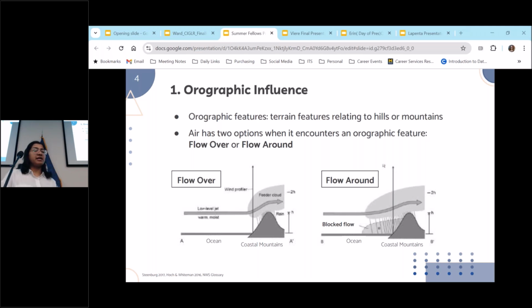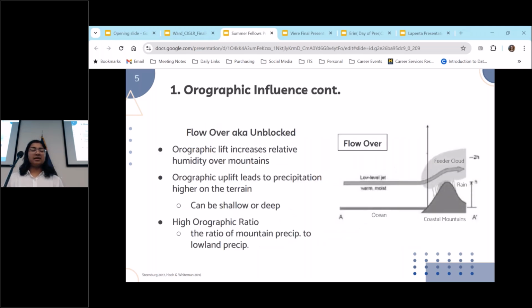And usually when an air mass encounters an orographic feature, it has two options. It could either do flow over, where it goes over the mountain, or flow around, where it goes around the mountain. So flow over, which is also called an unblocked scenario, is basically when an air mass encounters an orographic feature and it rises up over the mountain.